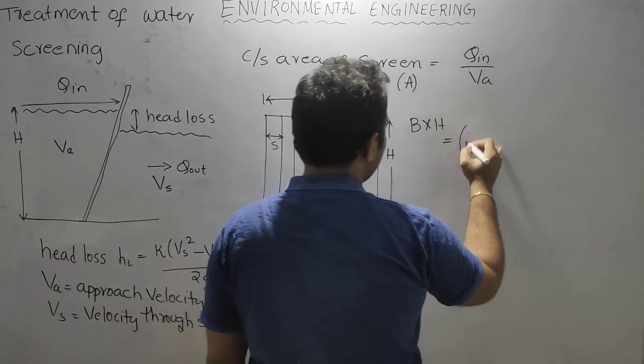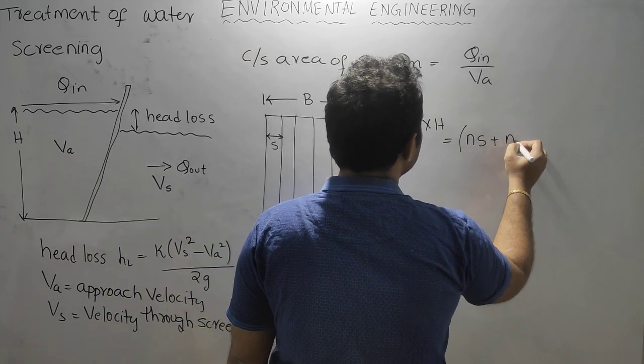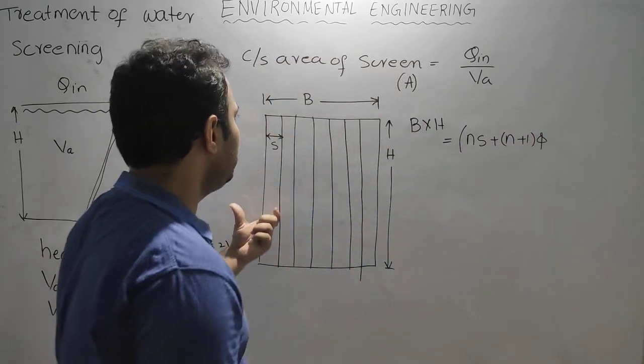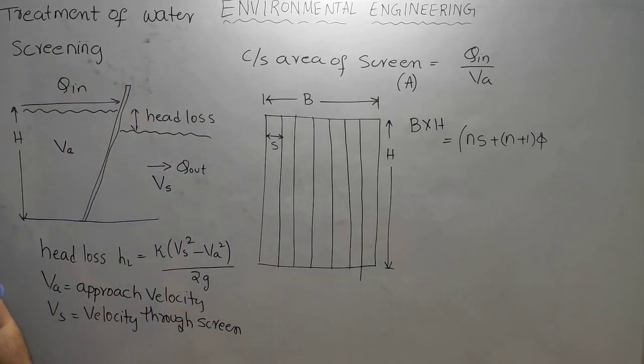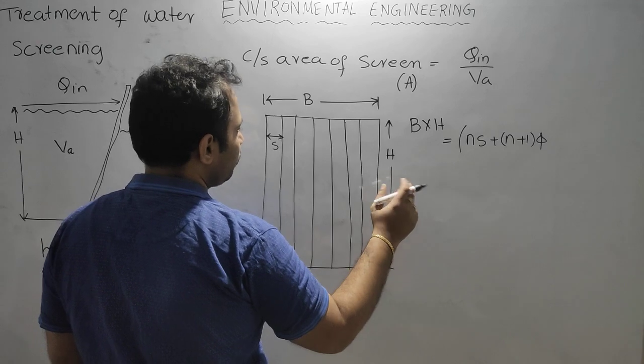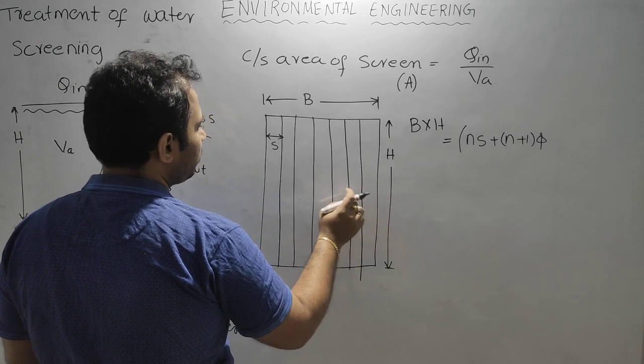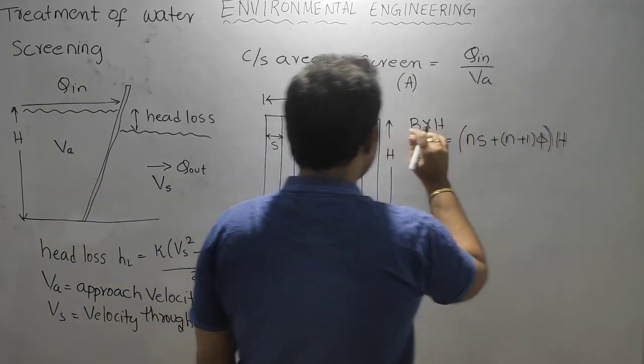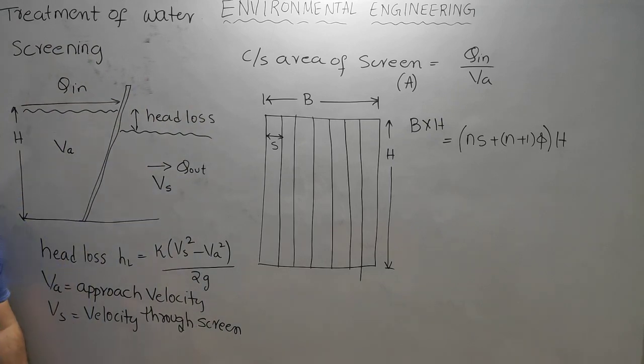So when n spacings are there, there will be n plus 1 bars. The bar has a diameter. So s is the spacing and phi is the diameter of the bar. So B is equal to n plus 1 times phi plus n times spacing, into H. This is the cross-sectional area. If you know the spacing and the diameter of the bar, then we can find the cross-sectional area.